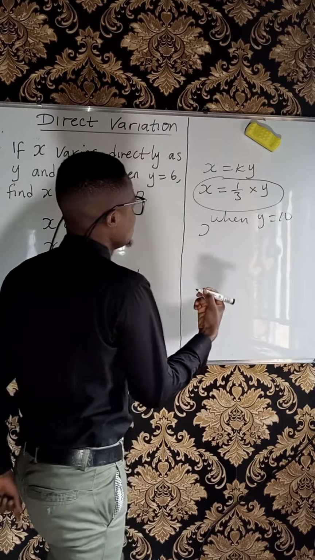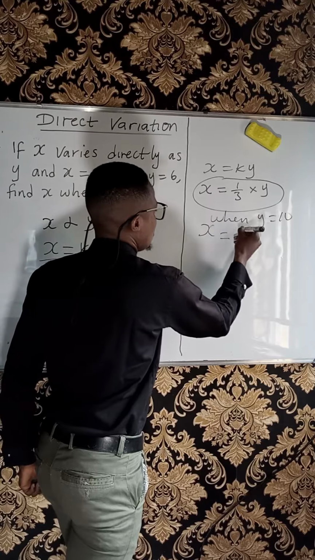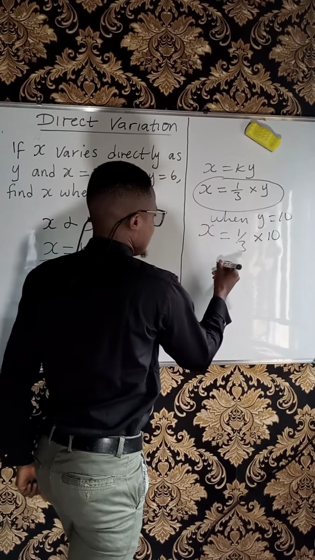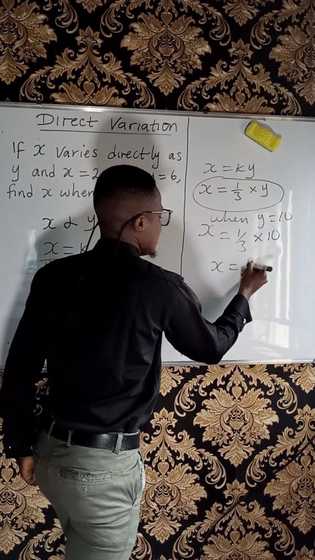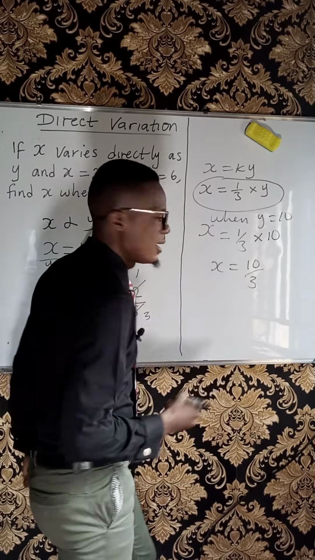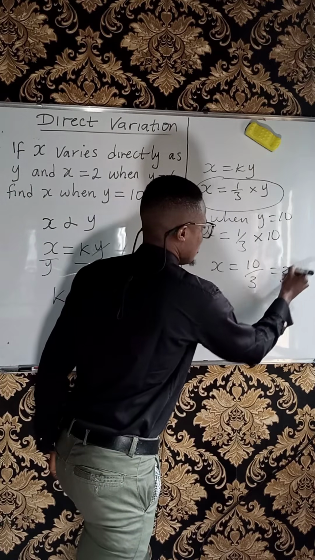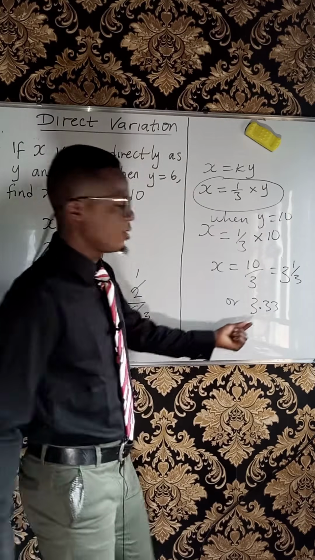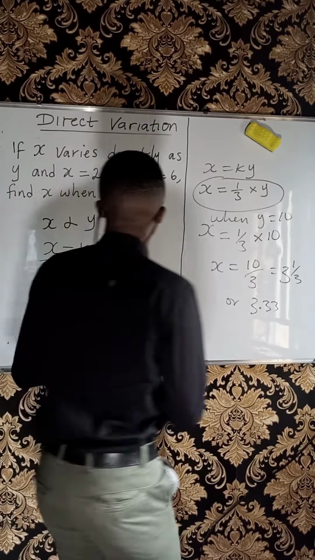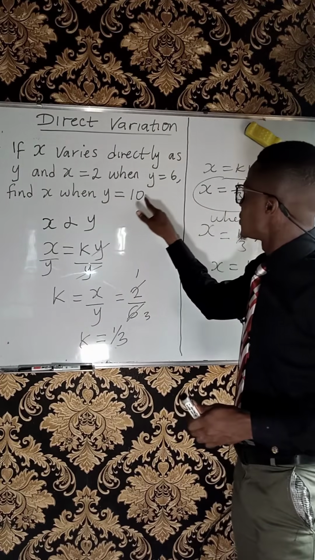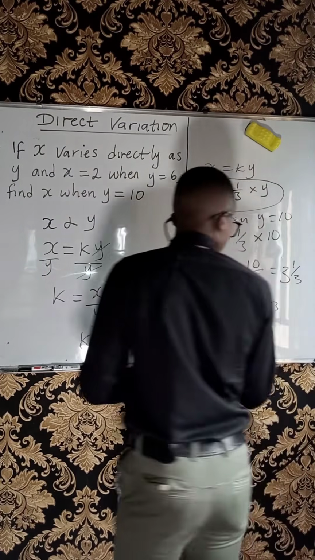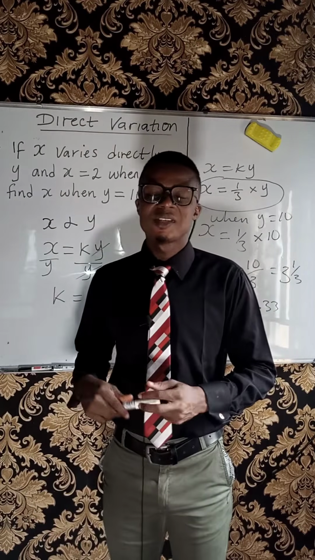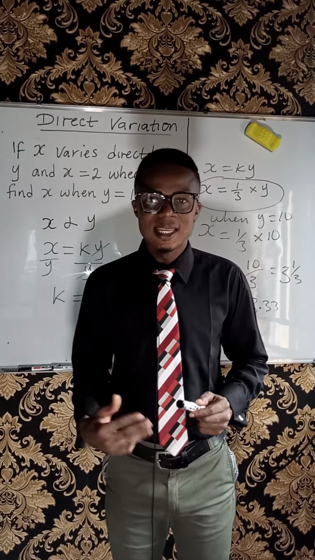So now to get my x, when y is 10, let us see what x will be. x will be 1 over 3, and once I see y, I put 10. So we have 1 times 10 is 10 all over 3. If you divide 10 by 3, you will get 3 whole number 1 over 3, or 3.33. This is a recurring decimal. So you can see that when y increased from 6 to 10, x increased from 2 to 3.33. As you can see, that is a direct relationship. It is what we experience every now and then in our daily lives.